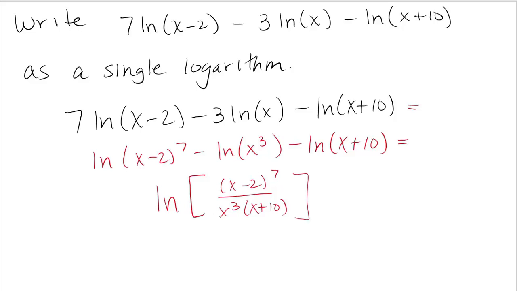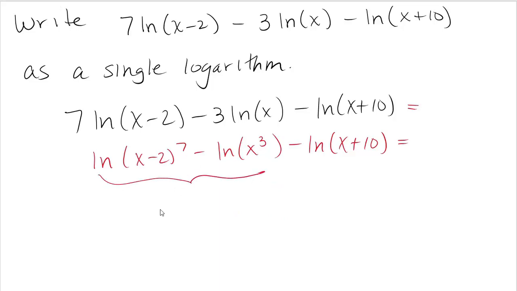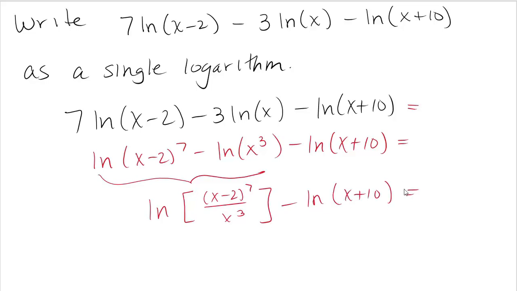If that went a little too fast for you, let me undo that. First, we would consolidate these by dividing the input, so we get the natural log of x minus 2 to the 7th over x cubed, and then we're subtracting the natural log of x plus 10. And now we divide these two expressions. So we get the natural log of x minus 2 to the 7th divided by x cubed, divided by x plus 10. But remember that dividing by an expression is the same as multiplying by its reciprocal. So instead of dividing by x plus 10, I'm going to multiply the top by 1 over x plus 10, and that's why the x plus 10 winds up in the denominator.